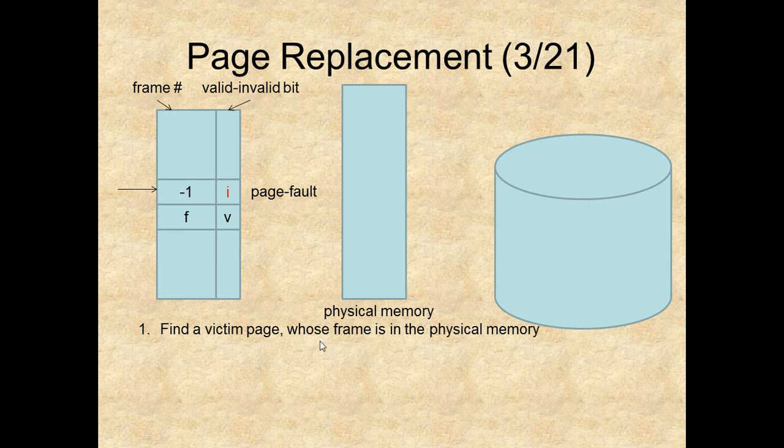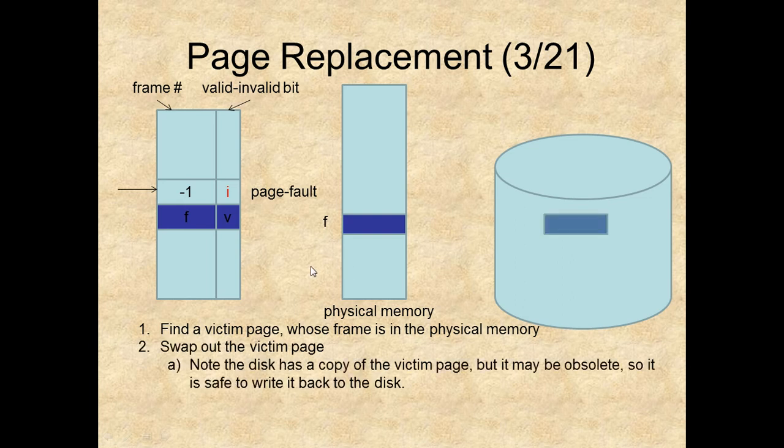This victim has a frame in the physical memory, and suppose it's this blue one. This blue one is the chosen victim, and it has its page in the physical memory space. Now this page needs to go to the disk. Note the disk has a copy of the victim page, but it may be obsolete.